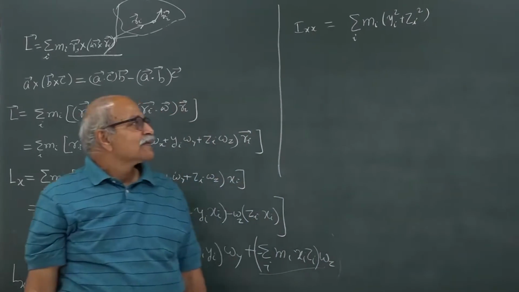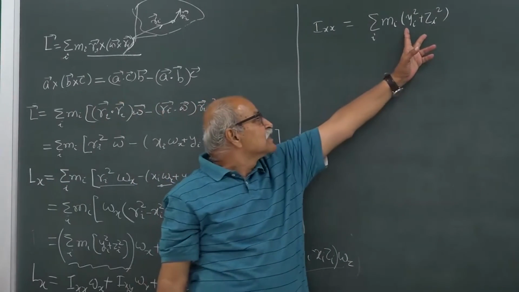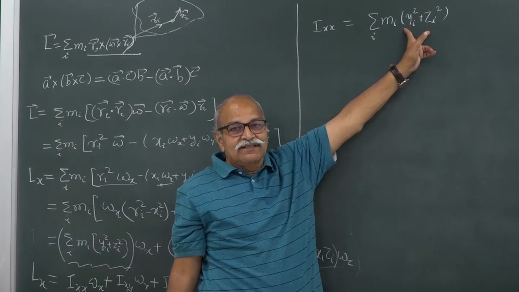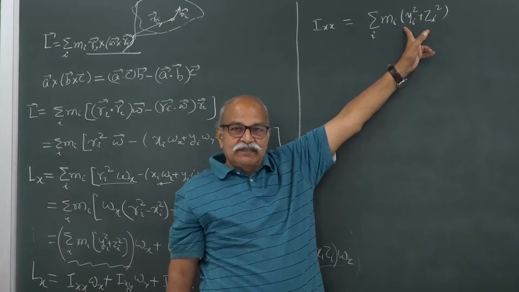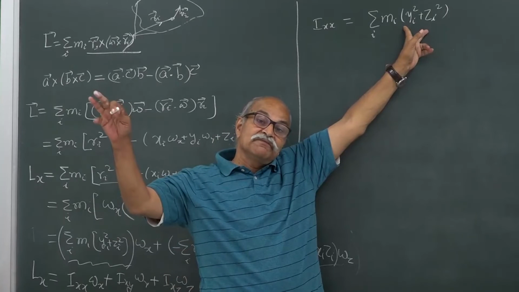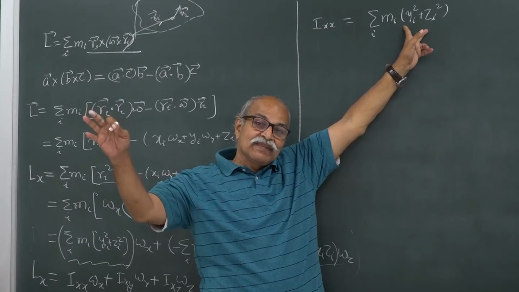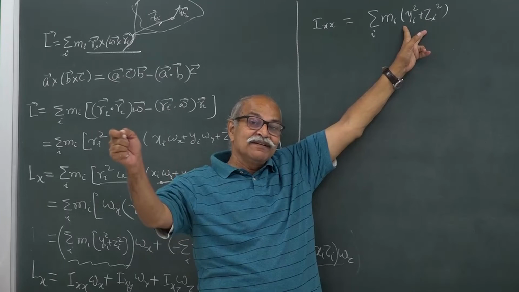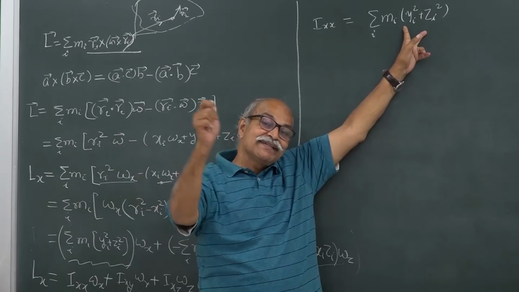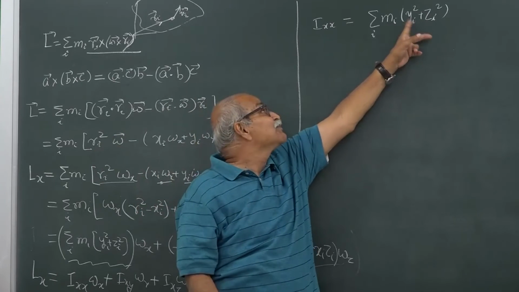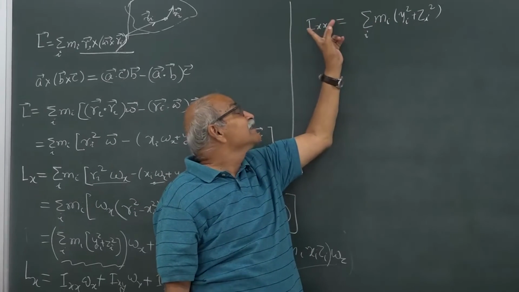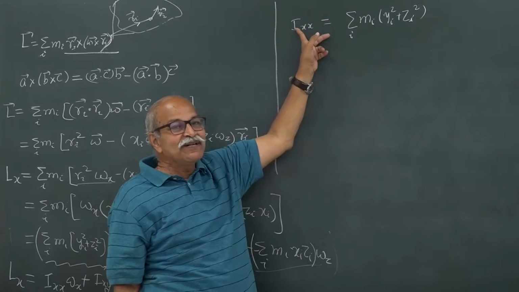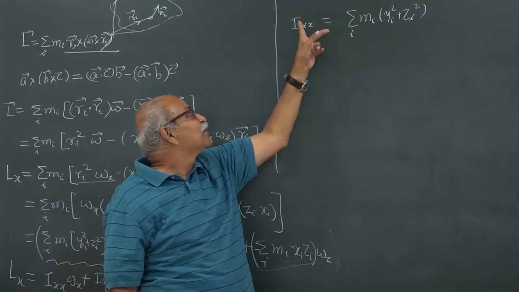And what is this quantity? This is essentially the perpendicular distance squared from the x axis. So, if you take the usual moment of inertia of class 11 about the x axis, you will take the mass of the particle into the distance from the x axis squared. So, that is this part. This is essentially what is commonly known as moment of inertia about a line, about the x axis.